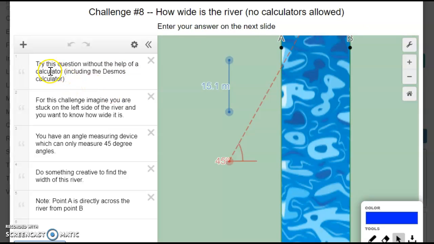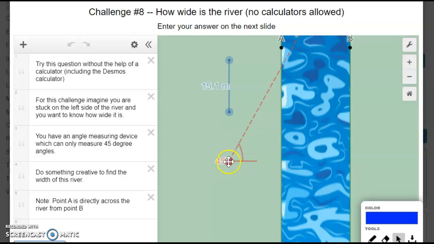In this case, try this question without the help of a calculator, including the Desmos calculator or the trig table. For this challenge, imagine you are stuck on the left side of the river and you want to know how wide it is. You have an angle measure device which can only measure 45 degrees angles. Do something creative to find the width of this river. Note point A is directly across the river from point B. And we have a measuring device that can only measure 45 degrees.